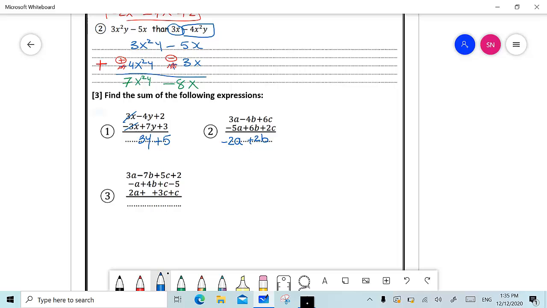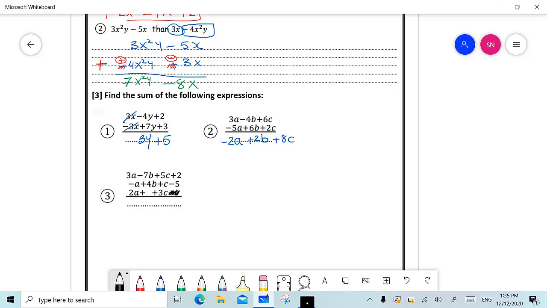And for c, I have positive 6 plus positive 2, and positive 6 plus positive 2 is equal to positive 8, and the variable c is as it is. And let's go now for number 3. Before we start with number 3, I would like you please to cancel the c in the last row. So let's go now and begin.